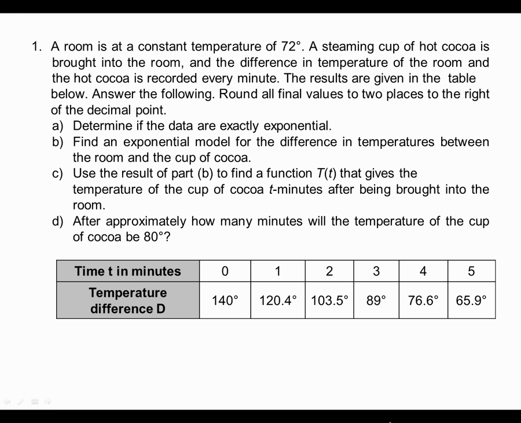Okay, now again, I've got my time in minutes going from 0 minutes when I first went into the room out to 5 minutes later. And here are my temperatures, the difference in temperatures between the cocoa and the room temperature. So this is clearly cocoa minus room temperature. Remember, the temperature of the room is kept at 72 degrees.